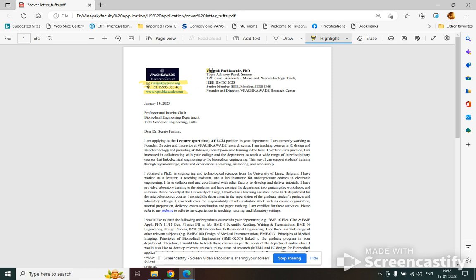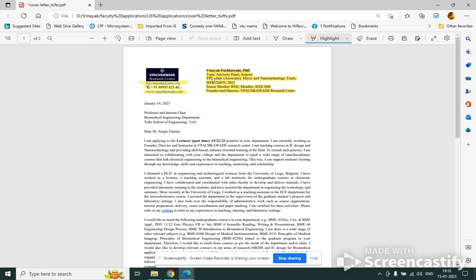On the right side, you have your name and your current affiliation. For example, I'm a founder and director of the V. Pachkale Research Center. In your case, it could be your own university if you're working as a postdoc, or you're working in an industry. You can write what your designation is.